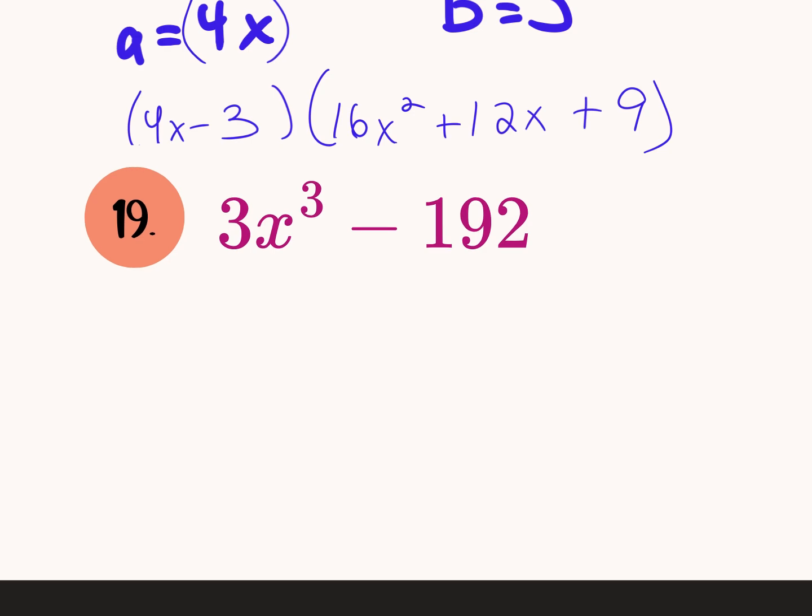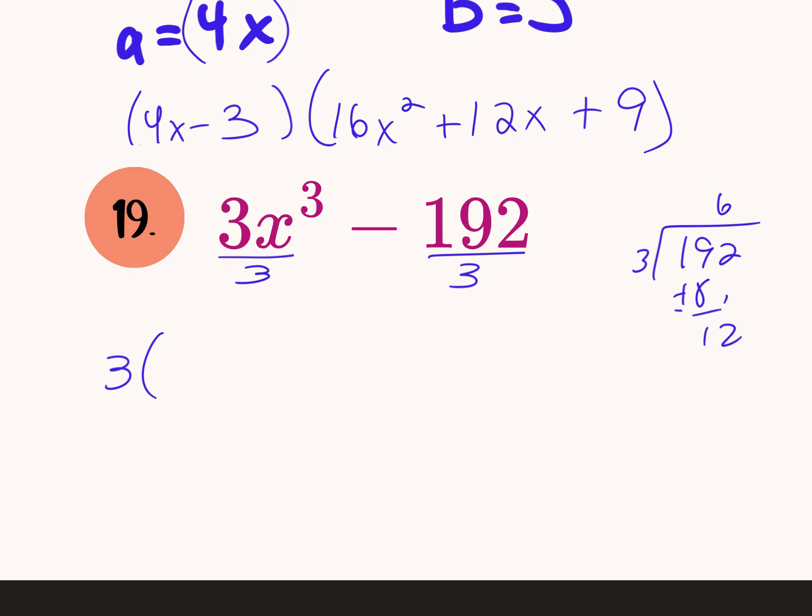All right, guys, the way that this is written, is this a perfect cube? No, 3 is not a perfect cube. Neither is 192. What do we always have to look for first? GCF. Some of you guys are like, well, I don't know if 3 goes into 192. Add up the digits in 192. What's 1 plus 9? 10 plus 2. 12. Does 3 go into 12? Yes, then 3 will go into 192. So divide out the 3. You have your 3 out in front. Over here, do 192 divided by 3. This goes in 6, 18, 1, 2, 64. So you're left with x cubed minus 64.